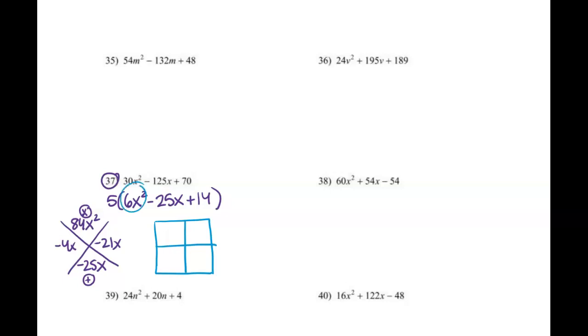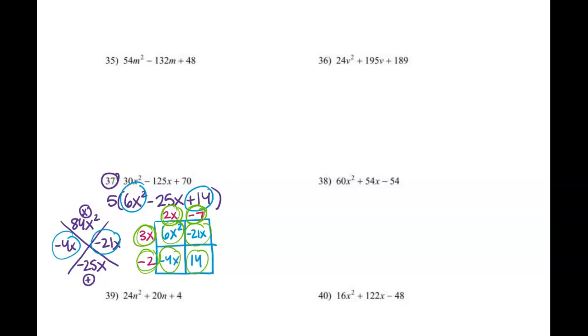And so then we put 6x squared here, 14 here, and then we split our negative 25x into negative 21x, negative 4x. So our GCF of 6x squared and negative 4x is 2x. Negative 21x and 14 is going to be negative 7. 6x squared and negative 21x is going to be 3x. Negative 4x and 14, negative 2. Let's check them, okay? It looks like 3x times 2x, yep, 6x squared. 3x times negative 7, negative 21x. Negative 2 times 2x, negative 4x. Negative 2 times negative 7 is 14.